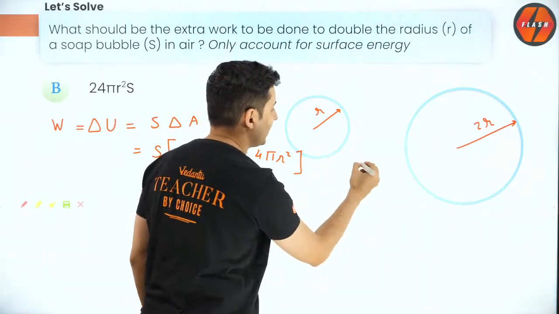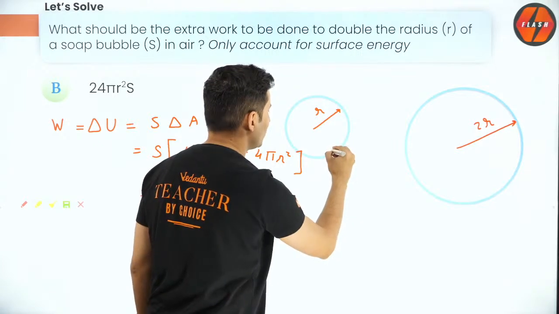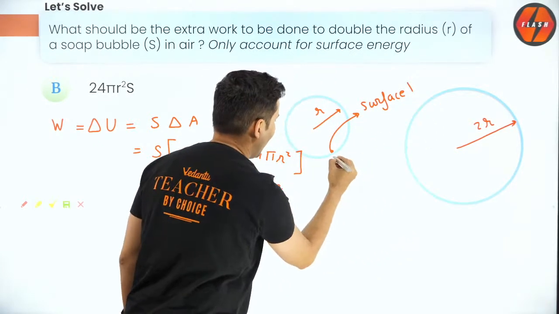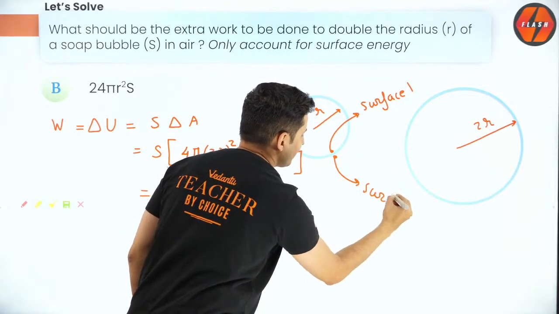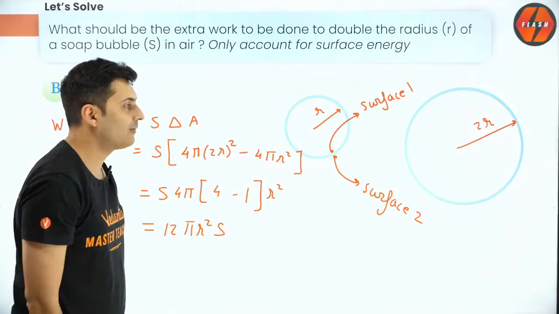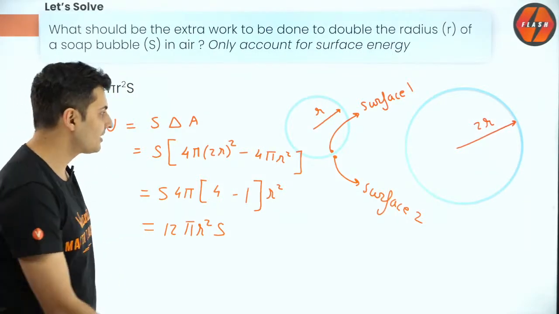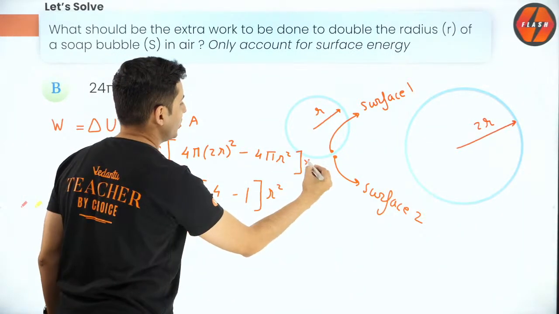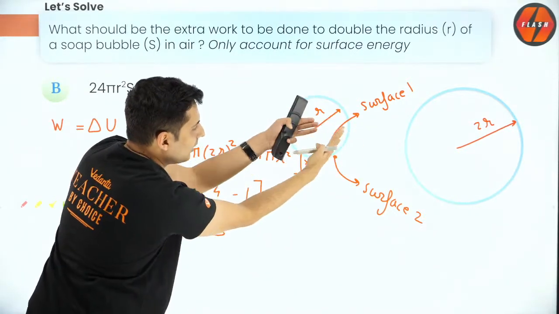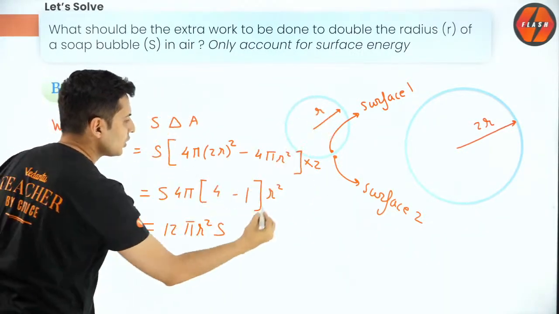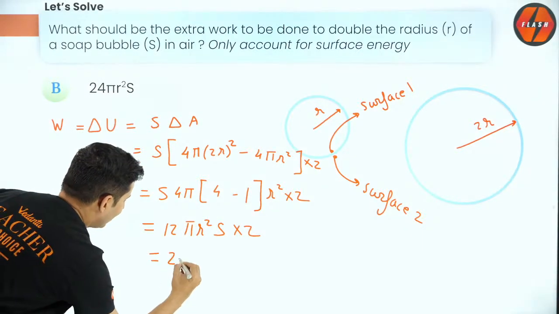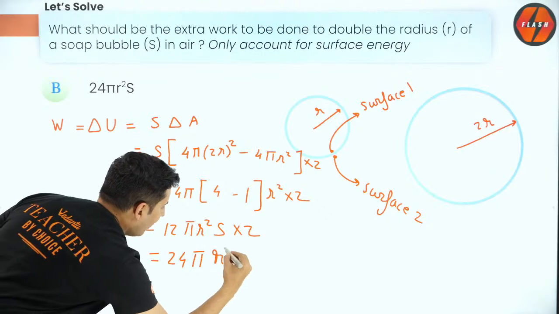Guys, do not forget, every bubble has two surfaces. This is surface 1 and this is surface 2. How can you forget? Inside surface and outside surface. So there are two surfaces. So strictly speaking, there should be into 2, because for each sphere's area, I should take it, one outside, one inside. Radius are the same. So into 2, because of which the correct answer is 24 pi R square S.